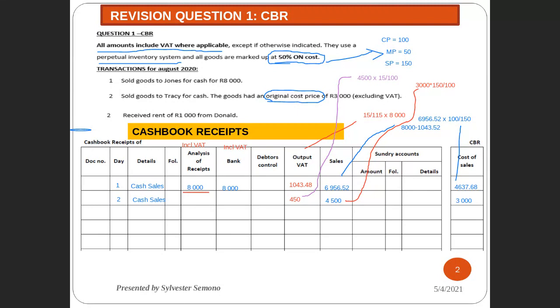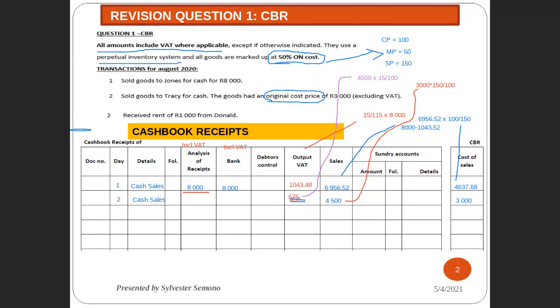Am I incorrect here? Is it 675? Laken, let me double check here. 4.5 times 15 over 100. Ah, you're correct. Sorry about that. It's 675. Ne? So this one is going to be 675. Thank you for that. Yeah, we got 675 the other day.